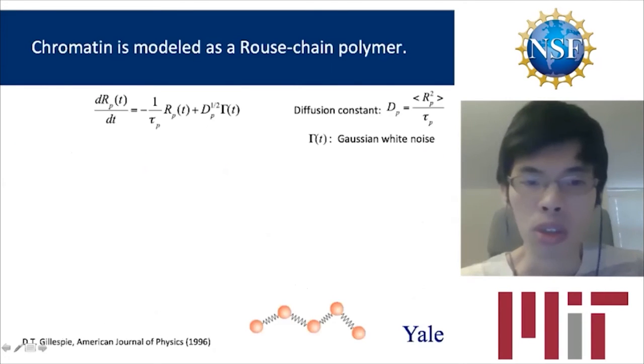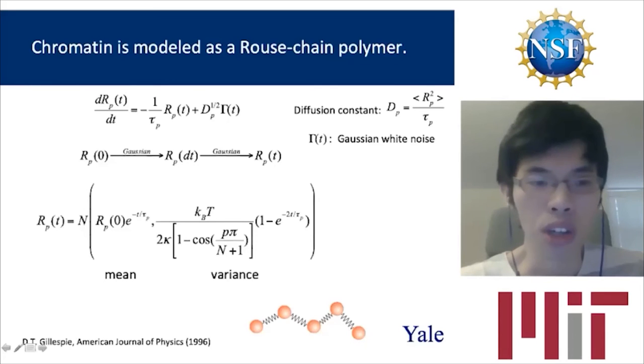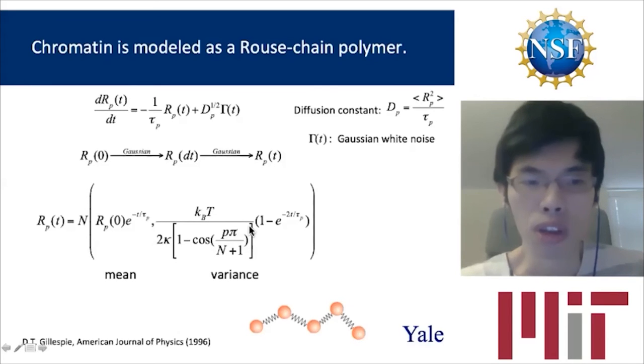We then move forward to take the stochastic process into consideration. So the normal modes follow a continuous Markov process with a relaxation time and diffusion constant. In order to simulate the normal modes, we observe that as long as the initial position is known, the normal mode at a later time, R(t+dt), is just a linear combination of R(0) and the Gaussian white noise. So the normal modes at any later time are supposed to be Gaussian. Using this property, we just need to calculate the mean and the variance of the Gaussian for normal modes so that we can derive an updated equation.